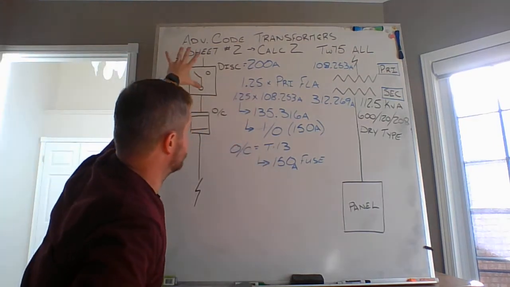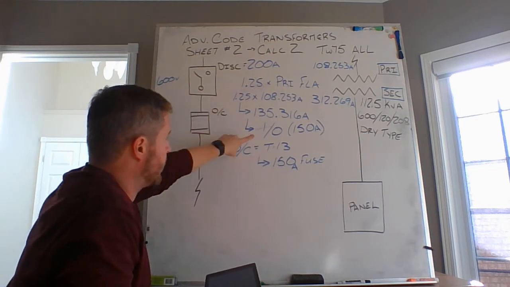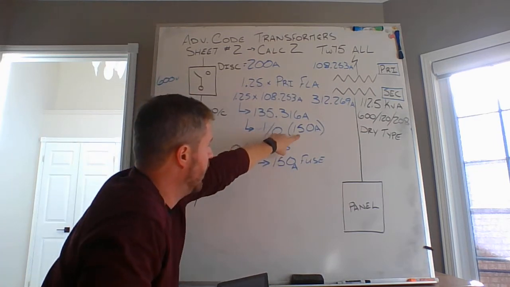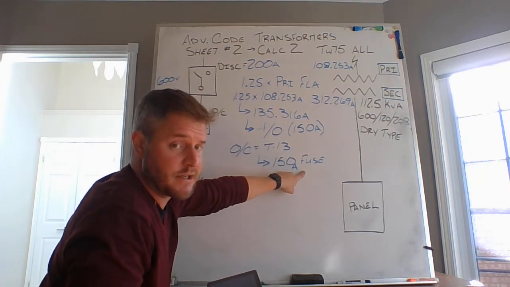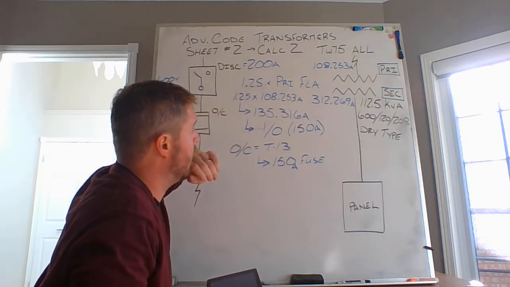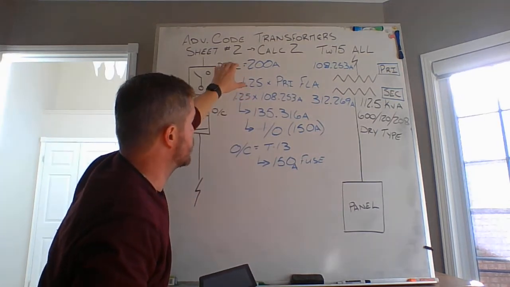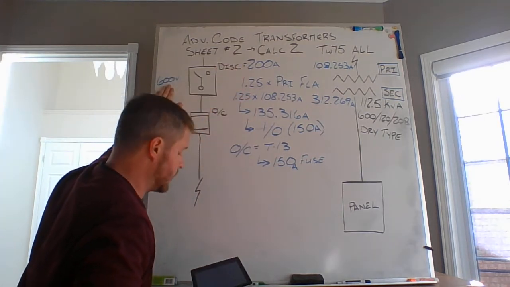Primary side, these are all my calculations so far. Now I know that I'm putting in 1-aught. That's good for 150 amps. I'm installing 150 amp fuses. I've calculated my primary full load current rating. I'm putting in a 200 amp disconnect on my 600 volt side.